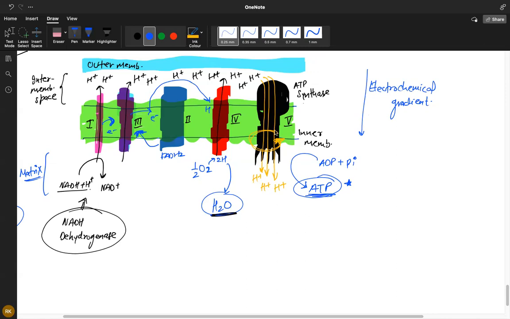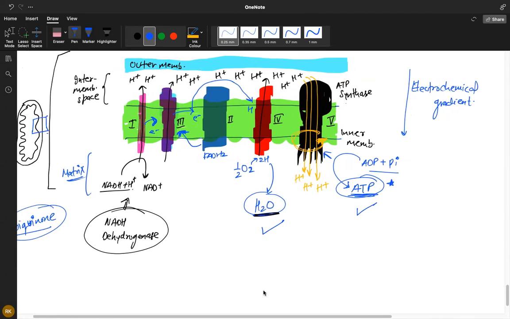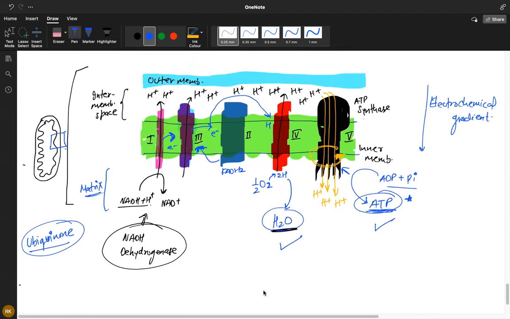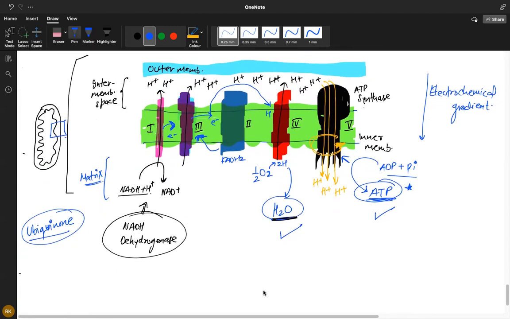Because you can actually drive this motor through the hydrogen coming in through the ATP synthase, which is the 5th complex, and ADP and Pi comes into this and ATP goes out. So we finally get a lot of ATP and we finally get water through the electron transport chain. Any doubt in this? This is happening in the inner membrane of mitochondria. Please draw this and let me know if there is any doubt.